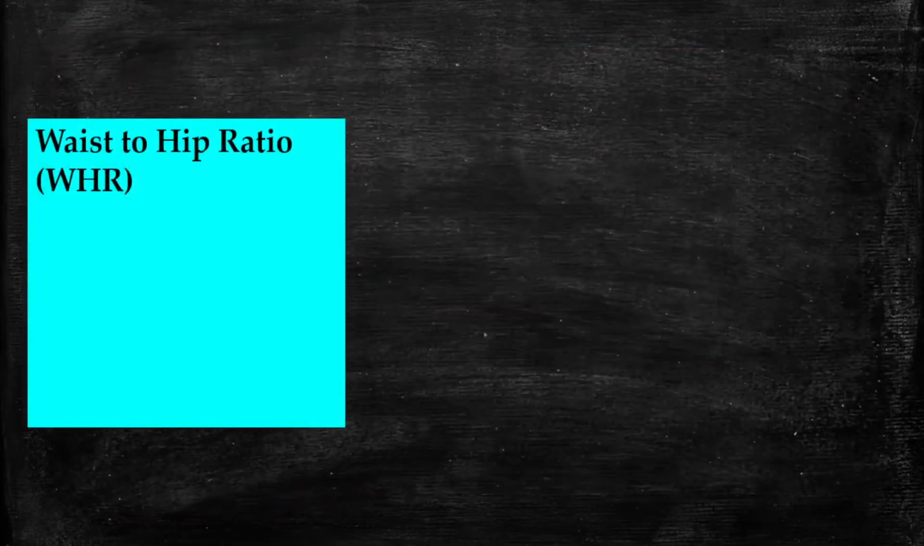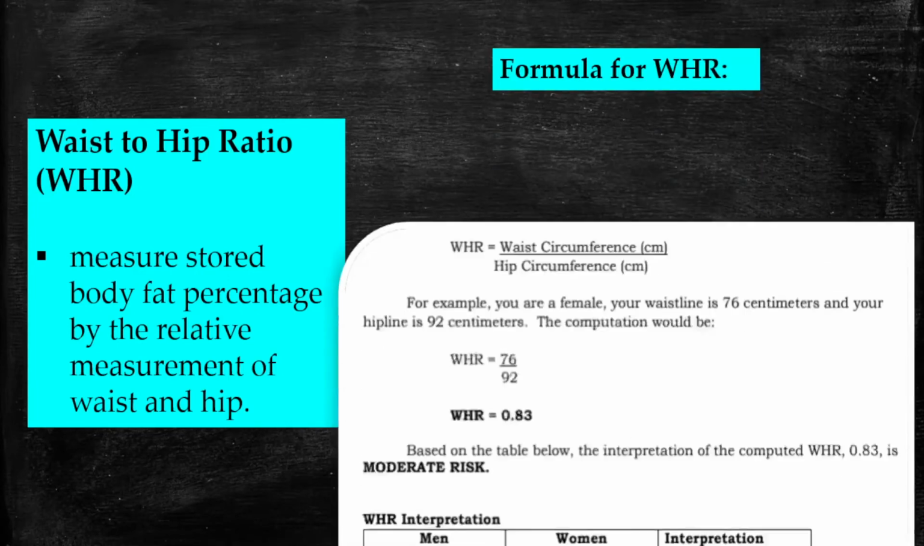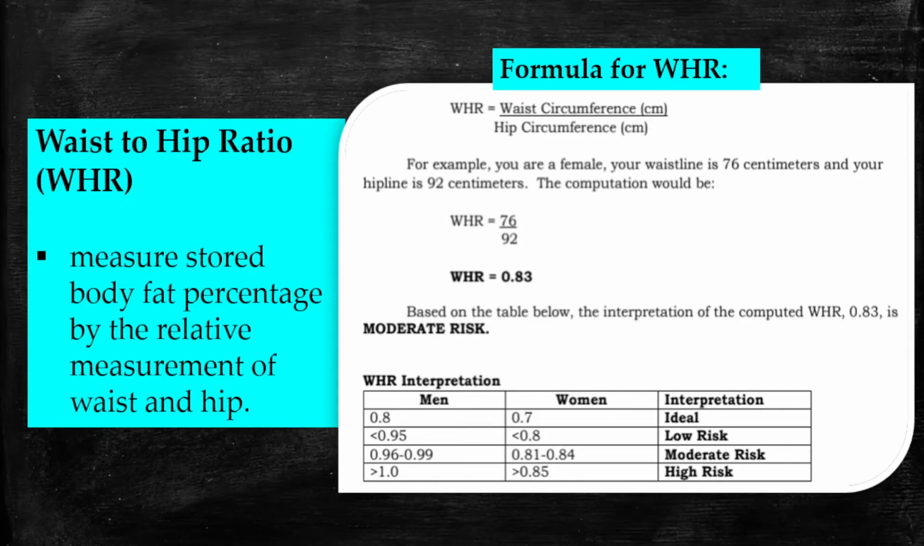So, now, let's have this waist to hip ratio, which is your WHR. So, it measures stored body fat percentage by the relative measurement of waist and hip. So, the formula for WHR we have waist circumference in centimeters over hip circumference in centimeters also. So for example, you are a female, your waistline is 76 centimeters, and your hip line is 92 centimeters. So the computation would be 76 divided by 92, and the answer is 0.83. So we have also here the table for the interpretation.